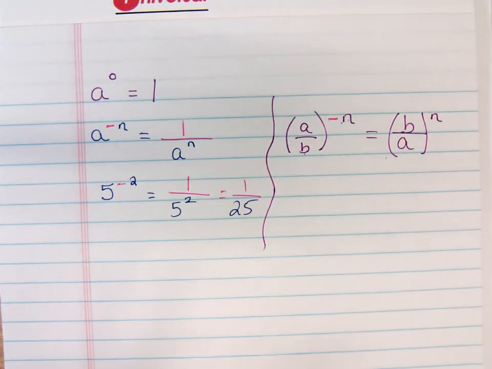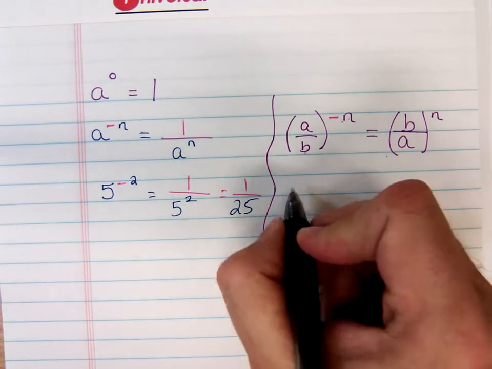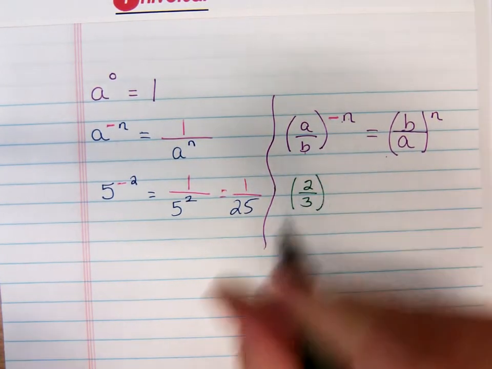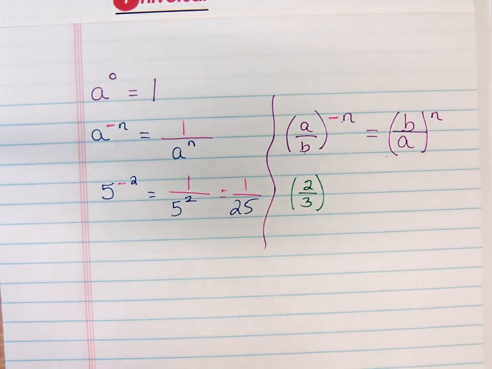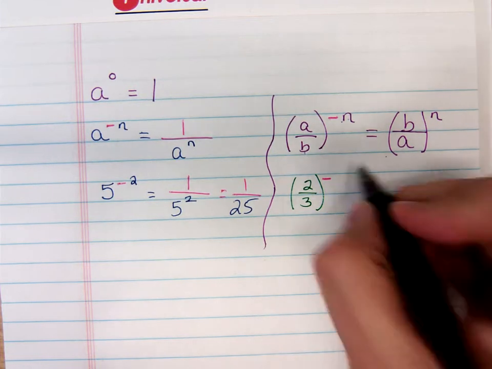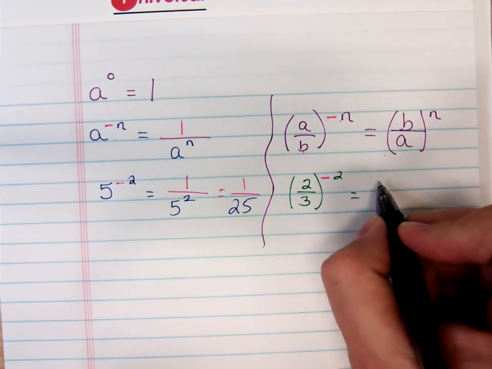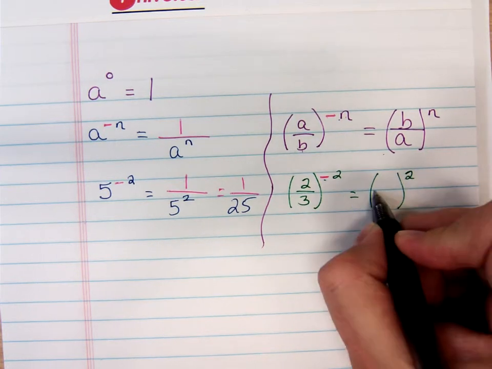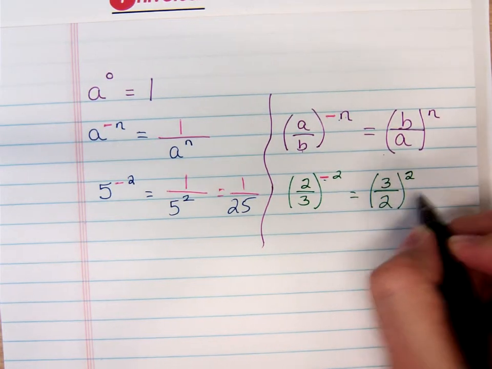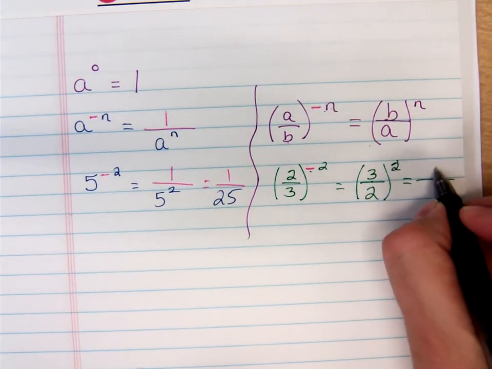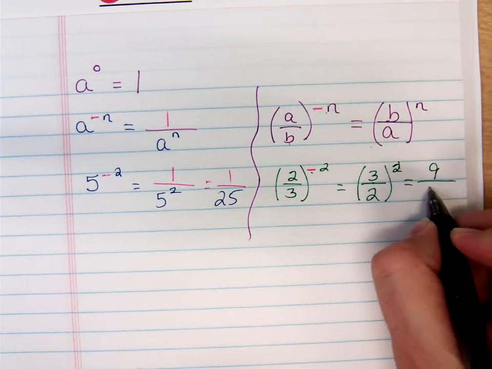For example, if we had something like this, 2/3 to the negative 2 power. We could write that with a positive 2 exponent just by flipping the fraction, and then 3 squared is 9, 2 squared is 4.